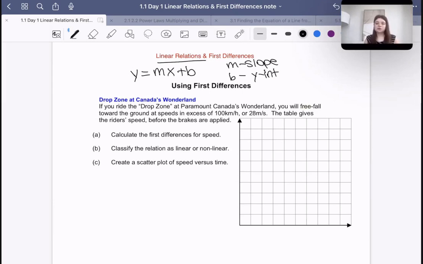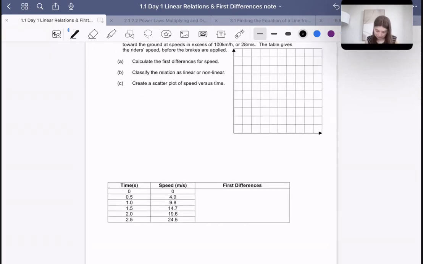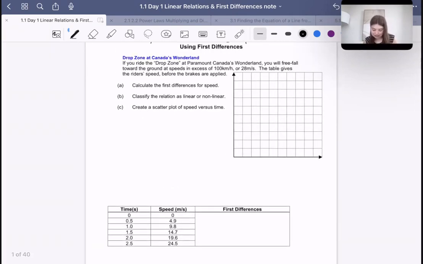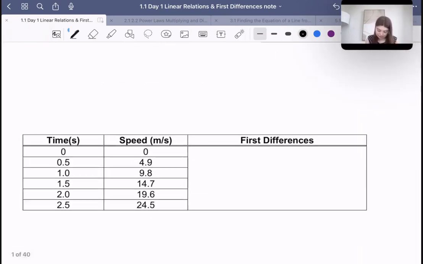So let's go through some examples. This one says, if you ride the drop zone at Paramount's Canada's Wonderland, you will free fall towards the ground at speeds in excess of 100 kilometers per hour or 28 meters per second. The table gives the rider's speed before the brakes are applied. Calculate the first differences for speed, classify the relation as linear or nonlinear, and create a scatter plot of speed versus time. So let's do that. Let's go here and find the first differences.